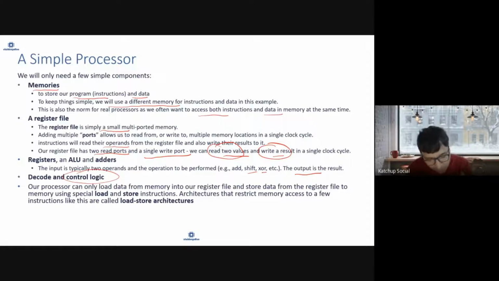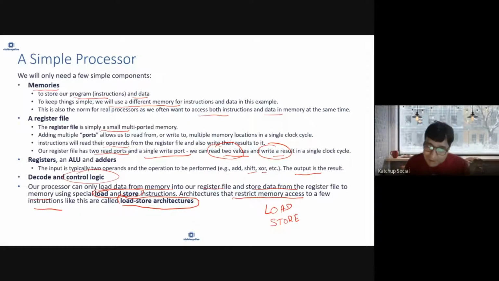Now, the simple processor which we are going to design can only load data from memory into our register file and store data from the register file into memory using special commands, known as load and store instructions. So basically, in our case, in case you want to read from memory, or in case you want to store to the memory, there are special instructions for that, which are known at assembly level as load and store. Architectures that restrict memory access to a few instructions like this are also known as load store architectures.